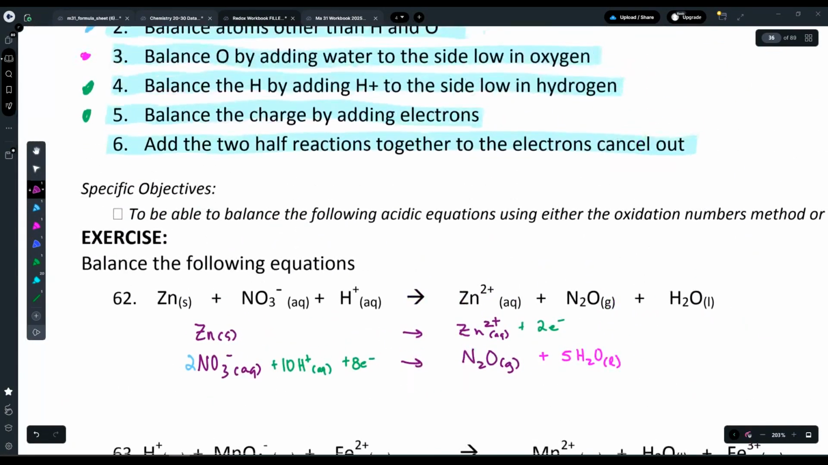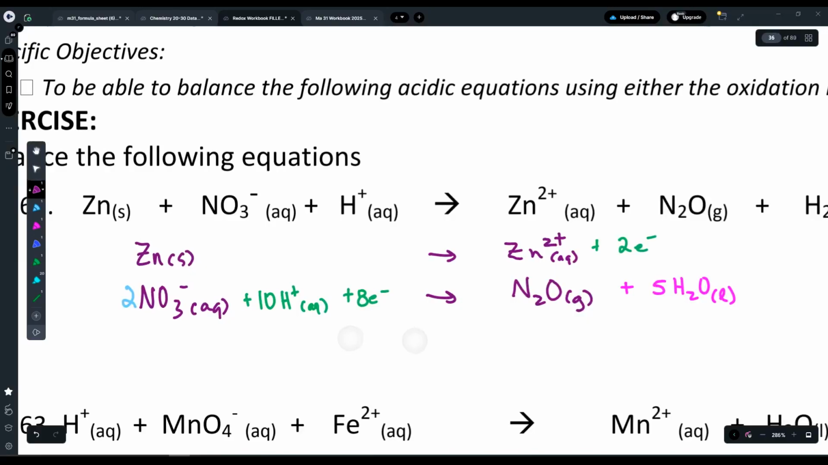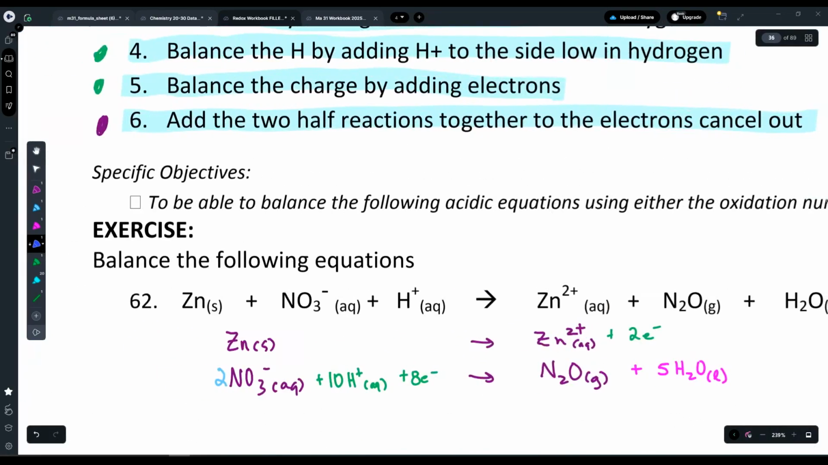Okay, so now at this point, we're at step 6, where we're going to add the 2 half reactions together so that the electrons cancel out. So I'll just do that in purple here. Okay, actually, I could do that in dark blue. I haven't used dark blue just yet. There we go.